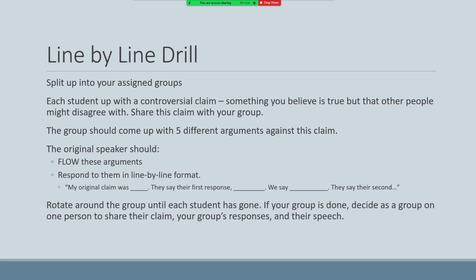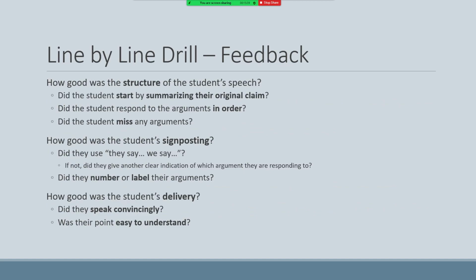If you want to debrief as a class, each group can nominate one speaker and they can share their favorite speech of the group, and then you can talk through some of the common issues that come up when students are practicing line by line. Here are some examples of the kinds of feedback that you can give about line-by-line exercises such as this.